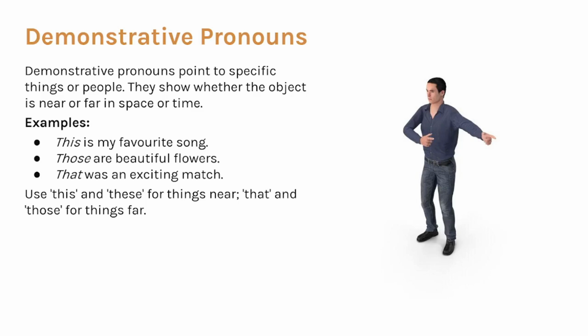This, those, and then that. So we use this and these for things near. This is singular, these is plural. That and those for things that are far. So you should understand that when you're talking about demonstrative pronouns, we use them to demonstrate, to show whether the object is near or far in space or time. And we use this and these for near things, that and those for far.